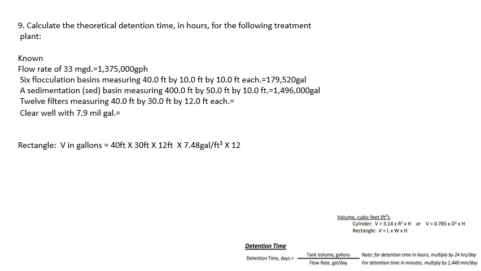1,496,000 gallons. Solve for the 12 filters, 40 feet by 30 feet by 12 feet by 7.48 gallons a cubic foot. There's 12 of those. You get a volume of 1,292,544 gallons.